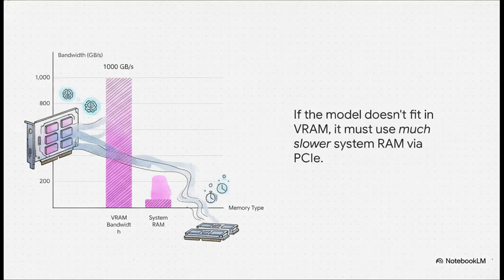It all comes down to speed. Your graphics card's VRAM is incredibly fast, moving data at something like 1,000 gigabytes per second. Your regular system RAM? It has to go through a much slower connection, making it about 15 times slower. So the moment the model has to push pieces of itself over to your system RAM, your generation times just explode. We're talking going from a few seconds to, like, minutes of just waiting.